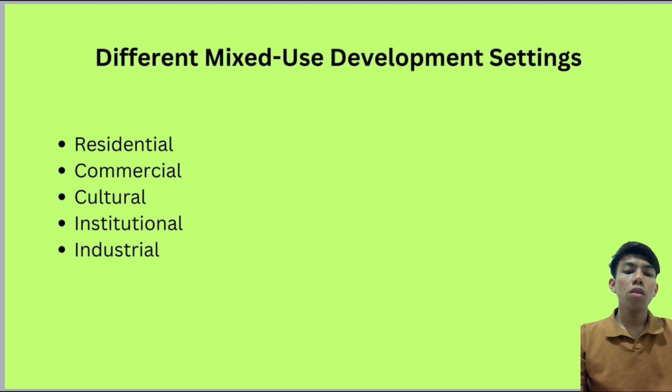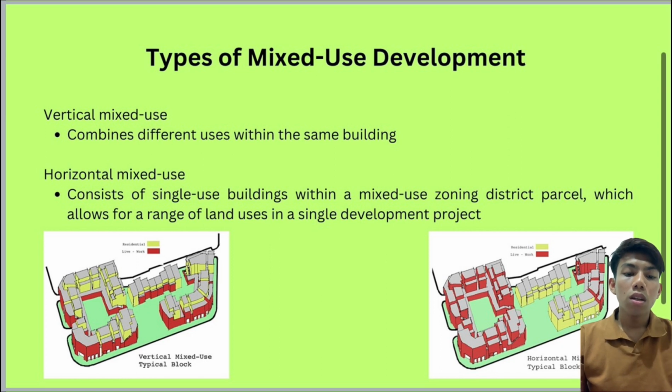Mixed-use development can fall into residential, commercial, cultural, institutional, and industrial categories. Structurally, mixed-use development can be vertical or horizontal. Vertical mixed-use development combines different uses within the same building, providing more public use on the lower floors, such as retail shops, restaurants, or commercial businesses, and more private use on the upper floors, such as residential units, hotel rooms, or office space.